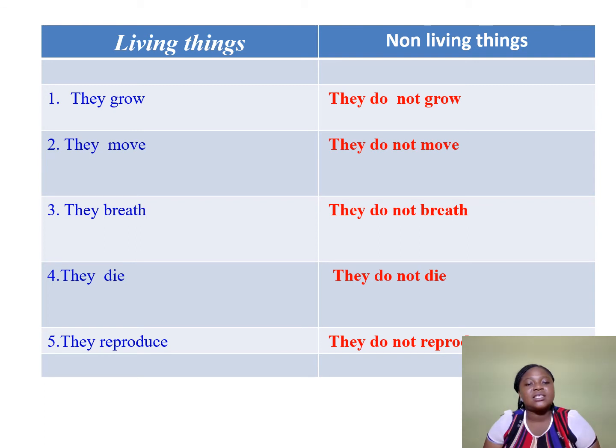1, living things grow. Non-living things do not grow. So this is the only thing that makes the difference, okay? From living things and non-living things. Living things grow, non-living things do not grow. So the living things are in blue and non-living things that do not grow are in red.